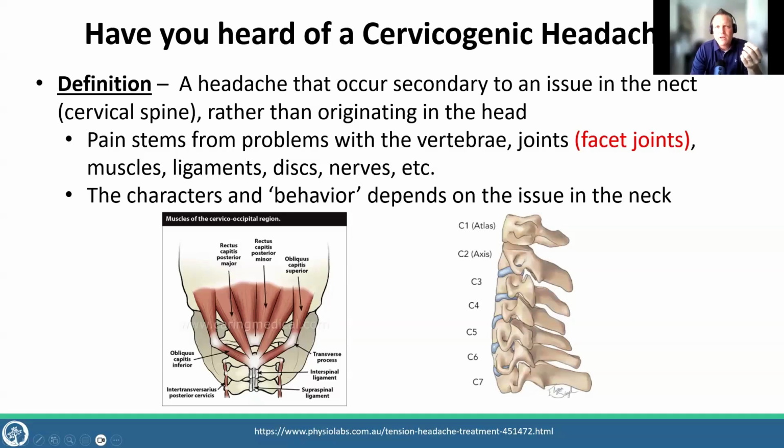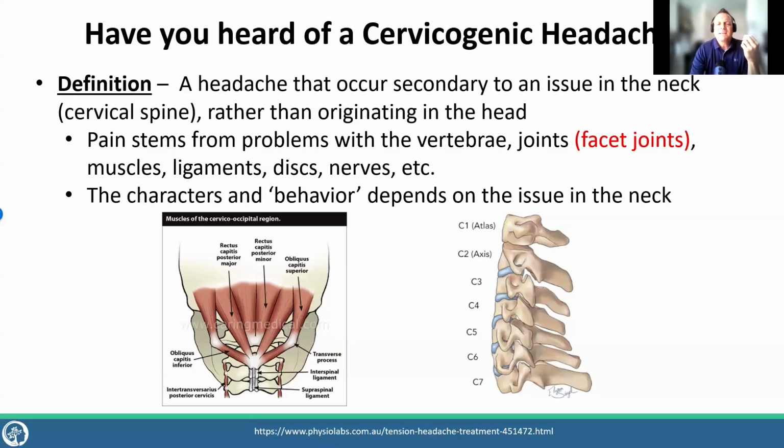Have you ever heard of a cervicogenic headache? Now, I'm guessing that most of you listening to this have not heard that term cervicogenic headache. Now, it's going to make sense. I'm sure that you've appreciated this. This is a headache that occurs secondary to an issue in the neck. Sorry, I got a typo right there. Let me actually fix that while I'm in. So it's a secondary headache because there's a problem in the neck.